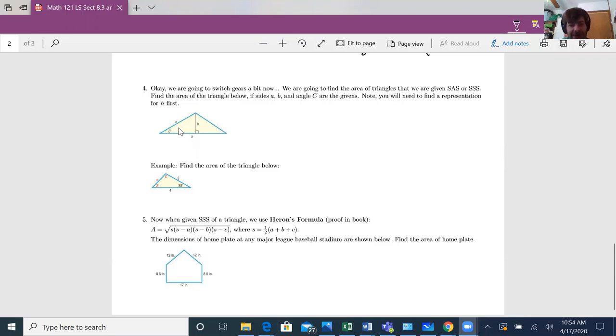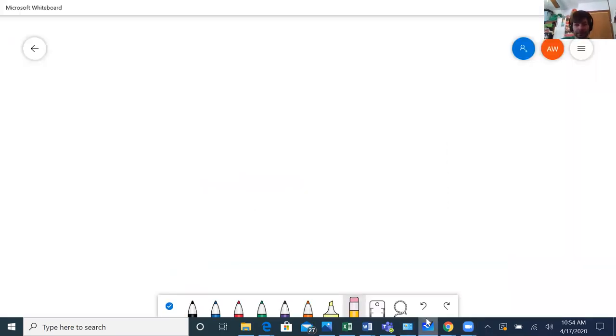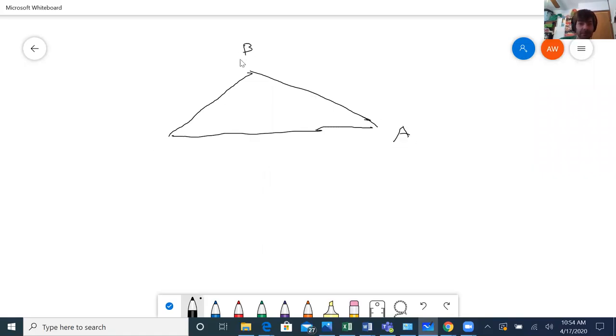So we're given this triangle right here. We have two sides and the angle between them. And what we're trying to do is get the area of a triangle. So I guess, what is the area of a triangle? Maybe you'll remember. If not, I'll tell you right now. The area of a triangle is 1/2 base times height.